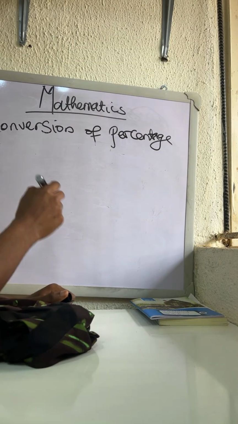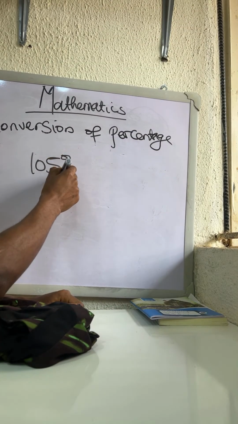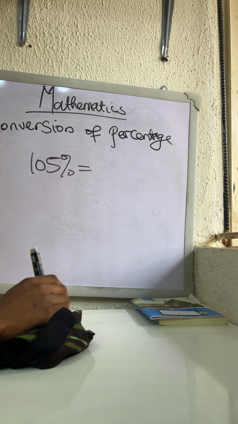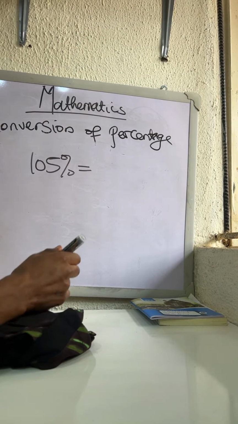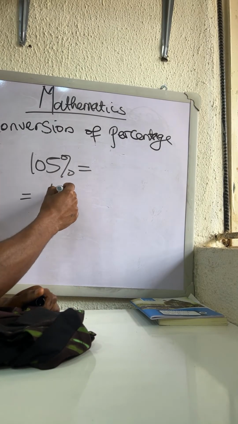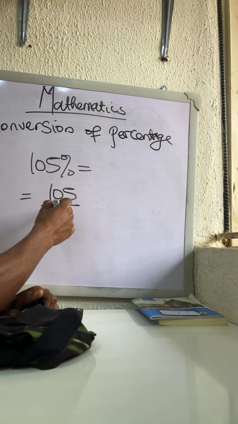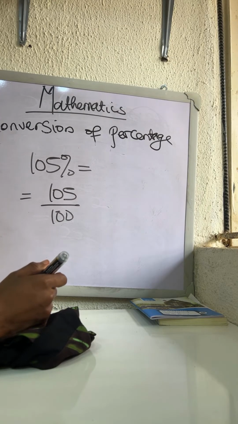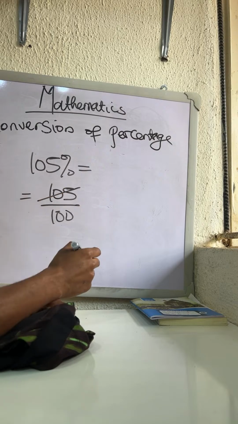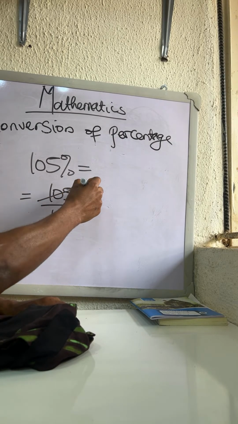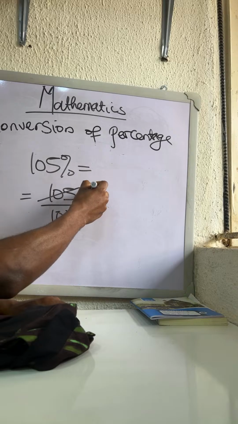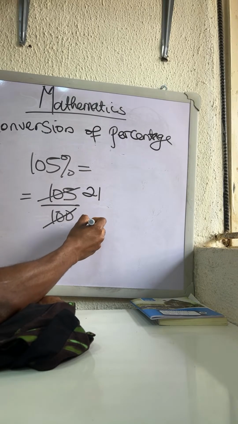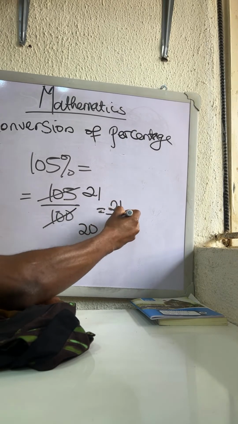Good. So let's look at 105%. When you have 105%, what do we have? You have it as 105 over 100. Okay? So after 105 over 100, what do you observe? You have to divide through by 5 to get 21. Divide through by 5 to get 20. So the answer is 21 over 20.